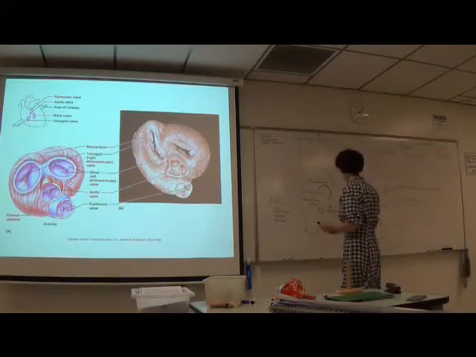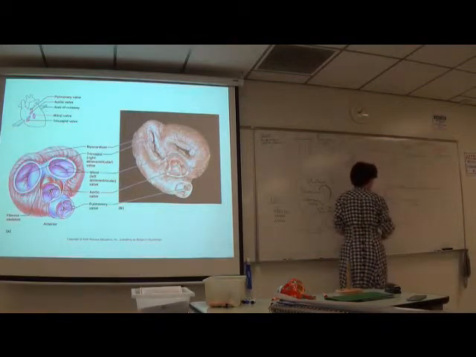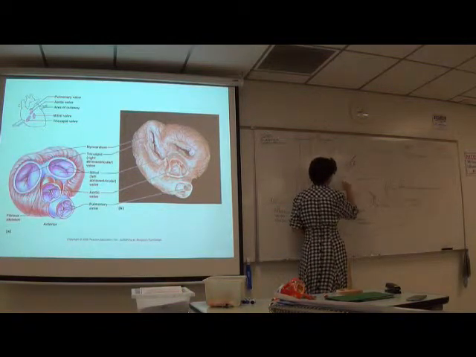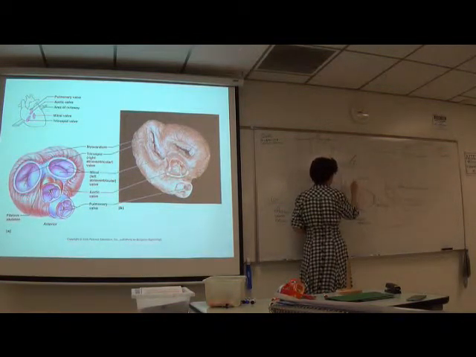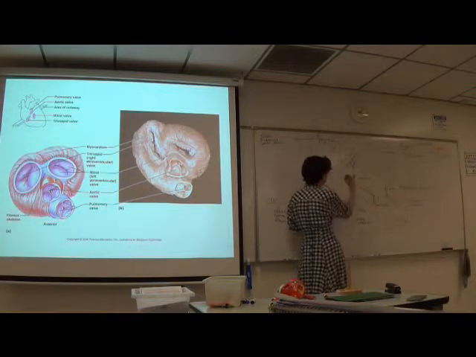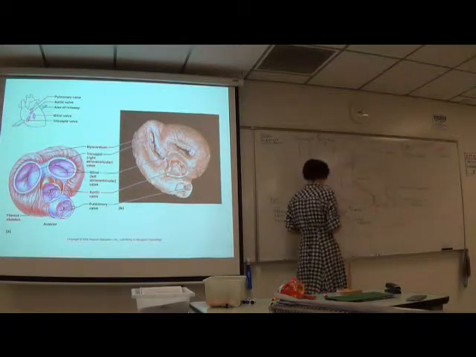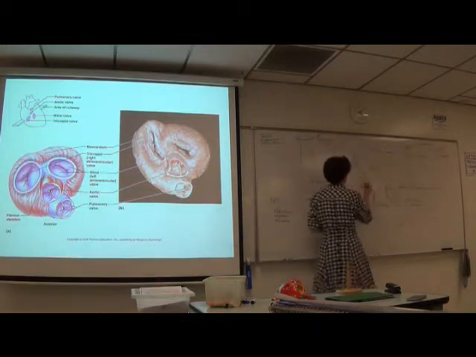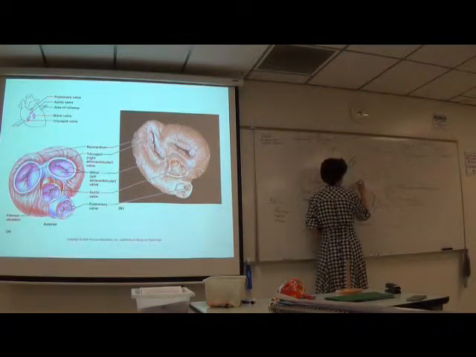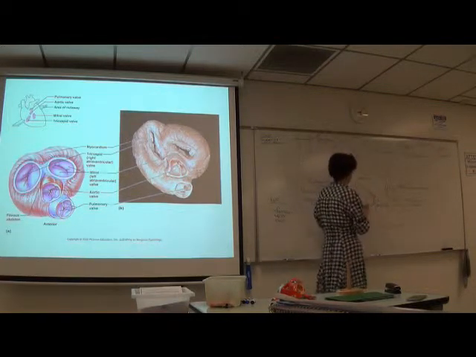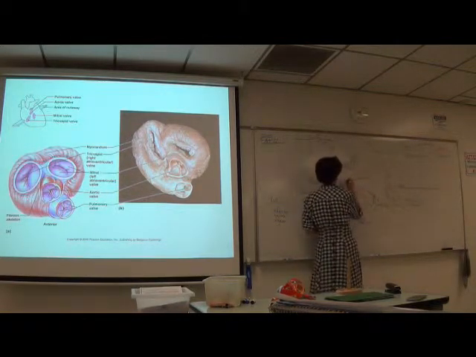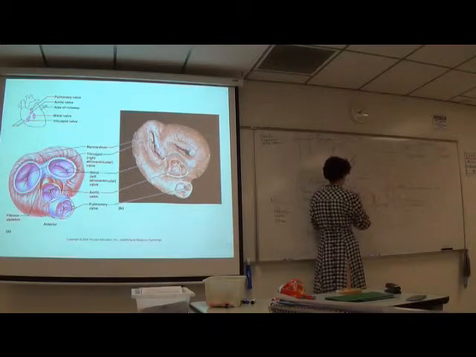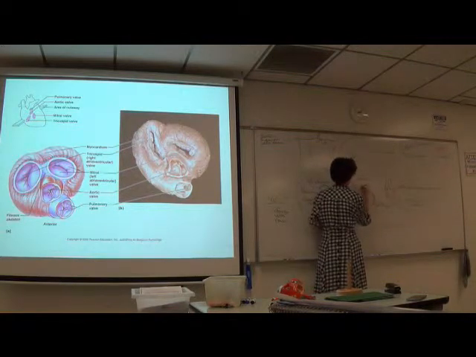So in the pulmonary trunk, we have the pulmonary semilunar valves. And it's always hard to see the aortic semilunar valves because they're right in the center of the heart. The pulmonary semilunar valve and aortic semilunar valves.